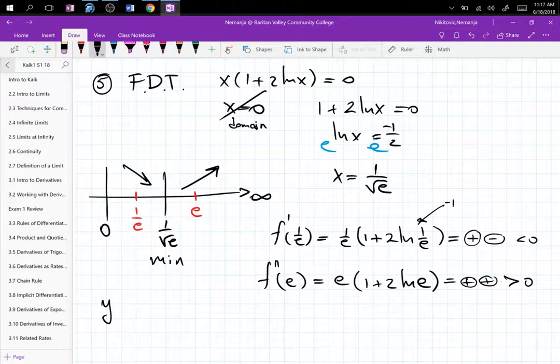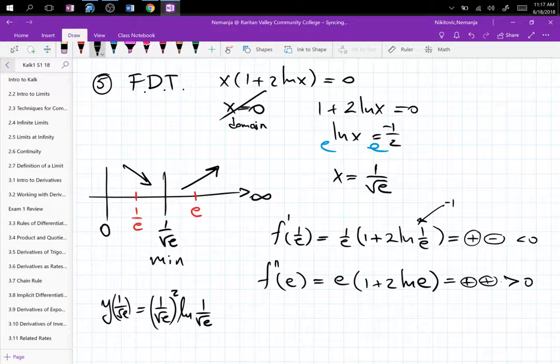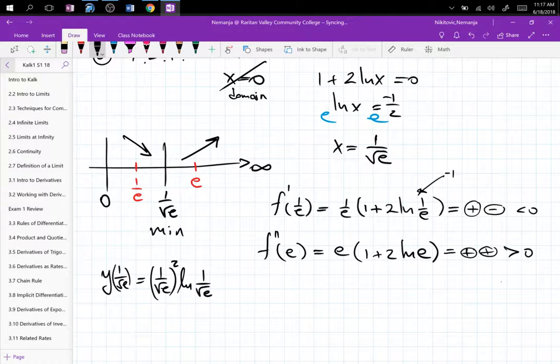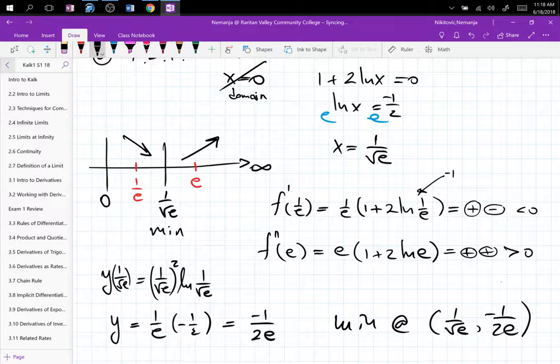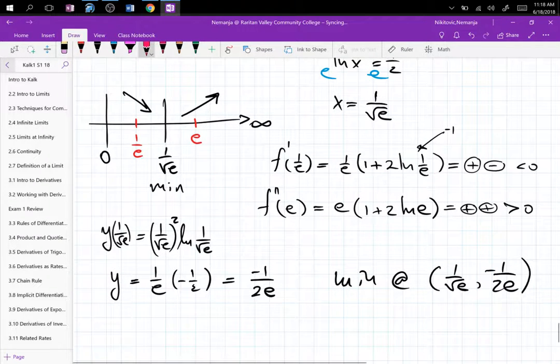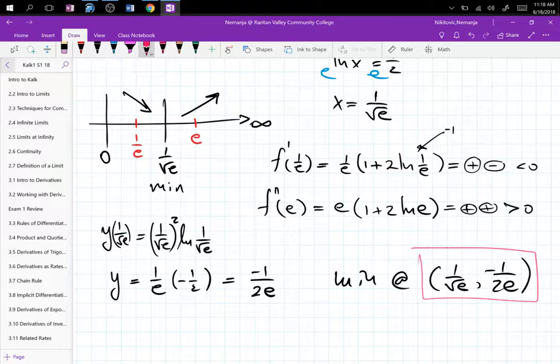Now I want to know the y coordinate for that minimum. That's going to be 1 over root e times ln of 1 over root e, squared over here. So the y component of that is 1 over e times negative 1/2. So it's negative 1 over 2e. So the minimum is at 1 over root e, negative 1 over 2e. That's where the minimum is. And I'm going to box that because that's one of the things that goes on our graph.